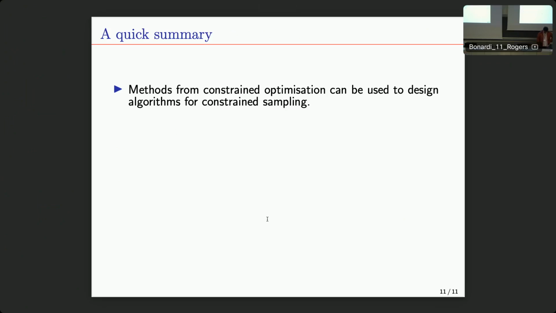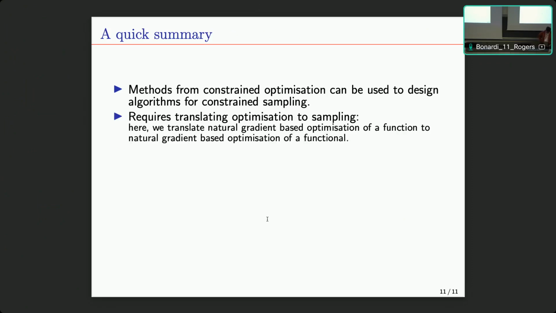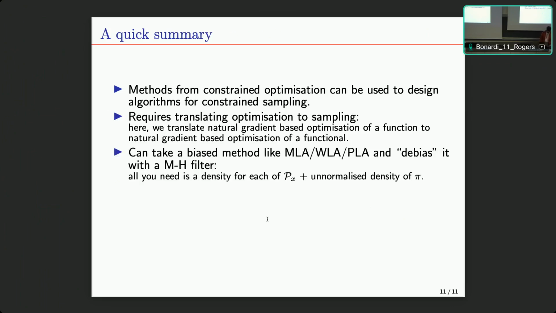So a quick summary: methods from constrained optimization can be used to design algorithms for constrained sampling. It requires translating optimization to sampling, and here we translate natural gradient-based optimization of a function to natural gradient-based optimization of a functional. And more generally, we can take a biased method like MLA, WLA, or PLA and debias it with the Metropolis-Hastings filter. And this results in implementable methods with strong guarantees.